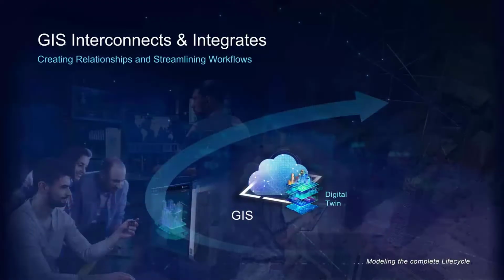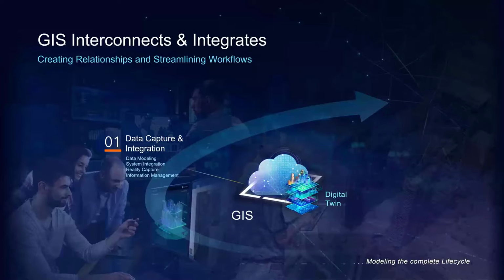So GIS interconnects and integrates. So when we start to talk about what GIS does, it's the things that we've been doing for a long time. Data capture and integration, that's bringing together the information and managing it, especially the spatial and the data modeling type stuff. Real-time and visualization. So we've been visualizing information for a very long time.